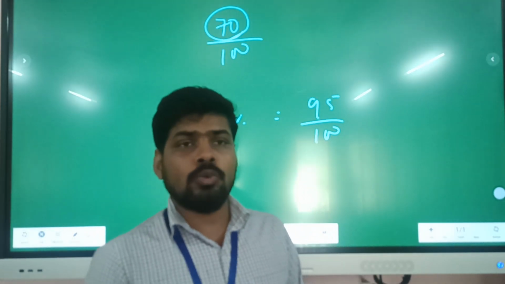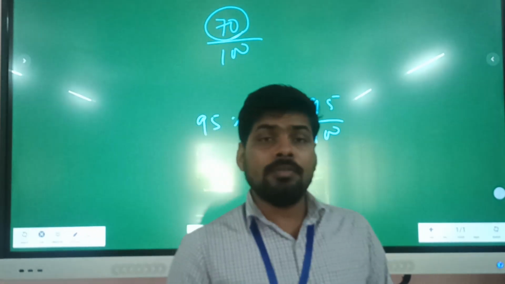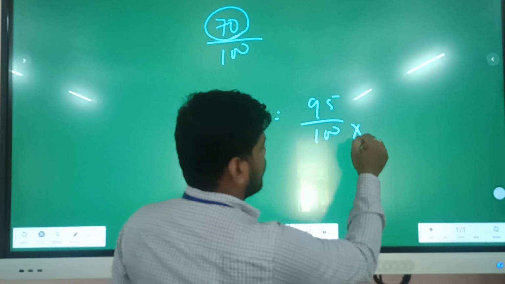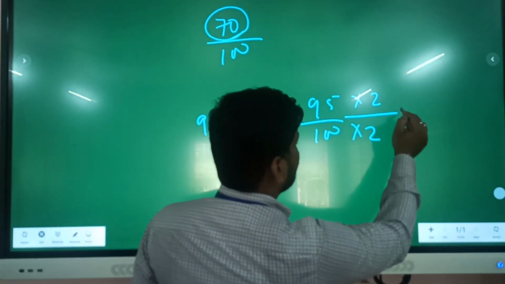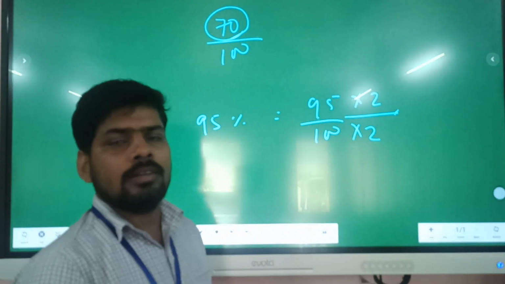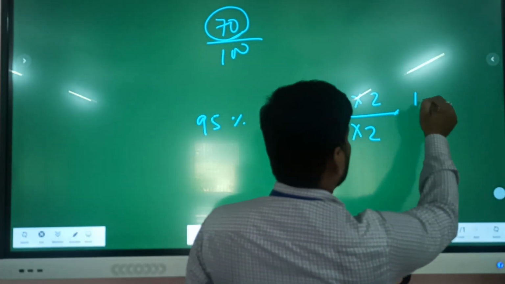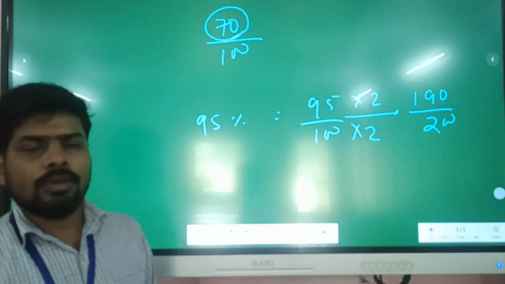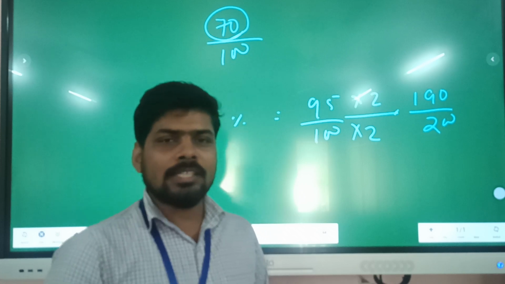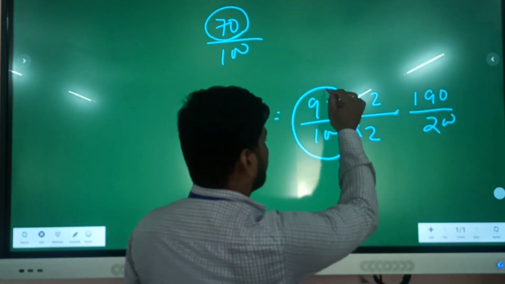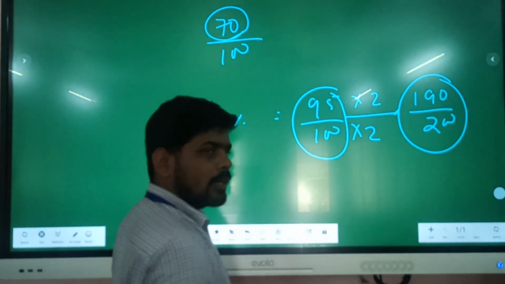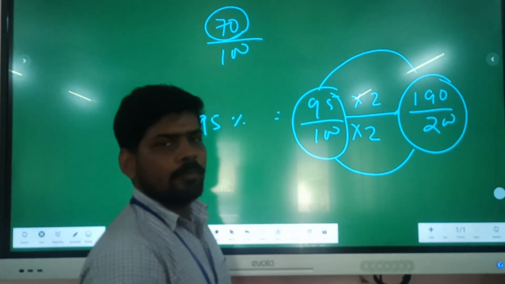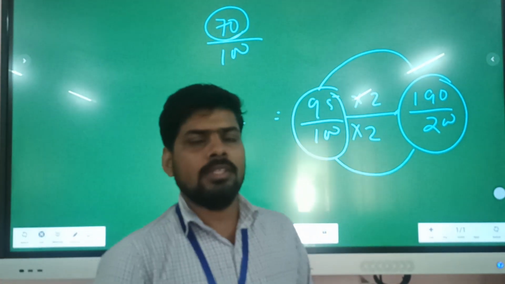But what if the full mark is 200? If the full mark is 200, that means 2 times of 100. You have to secure 2 times of the mark required. That is 190 upon 200. Okay, that is the ratio. So you may ask me, sir, what is the relationship between 95 upon 100 and 190 upon 200? These both are equivalent percentage.